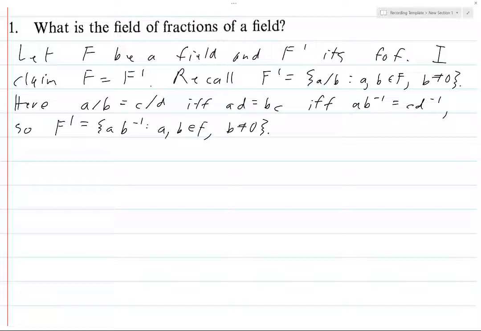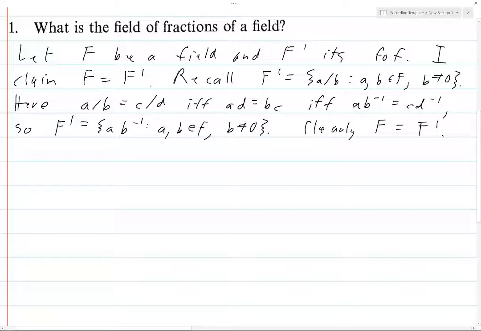Anyways, so your F' is this. Then clearly F equals F'. Now in one direction, it's clear that F is a subset of F' because you just take b to be equal to 1, and then F' is literally all the elements of F, since all the elements of F can be written as the element times 1 inverse. So you just let b equal 1 here, then you get F.